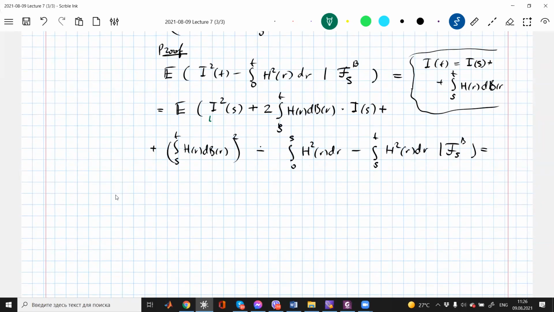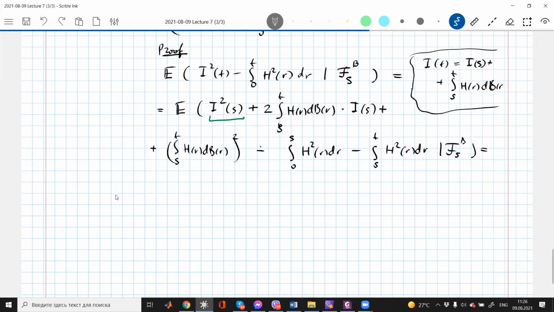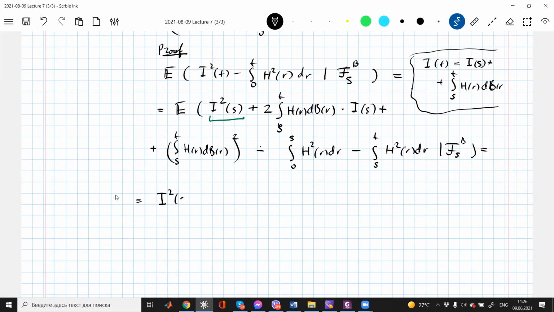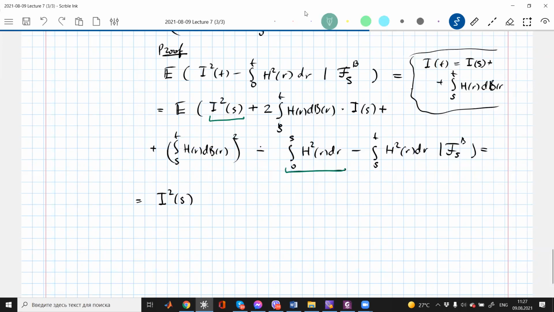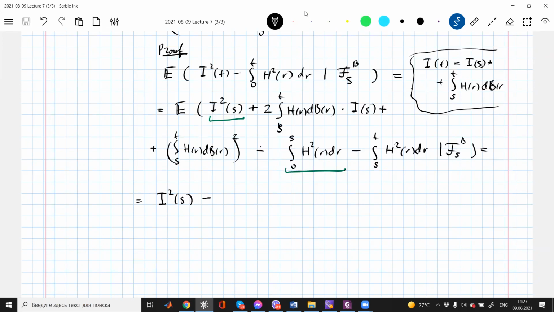this part is measurable with respect to the sigma field F_s generated by Brownian motion up to time s. So I write it without conditional expectation, I squared from s. This part is also measurable with respect to this filtration, because we assume that our considered process is adapted to the sigma field generated by the process B. So this is also measurable, and I write it without conditional expectation. Okay, so this is the first part that we need, and now we will see that the remaining terms are equal to 0.